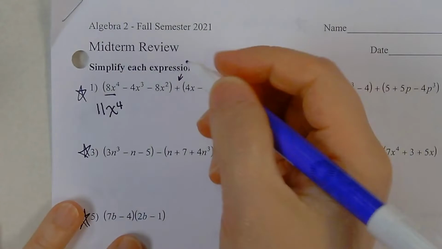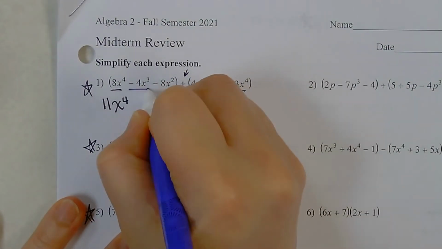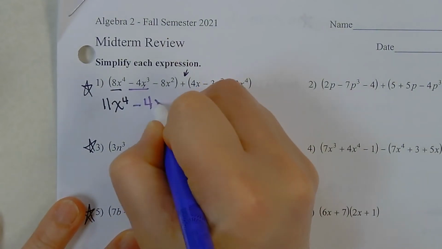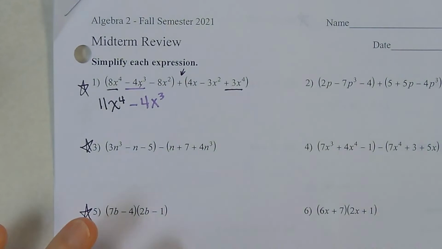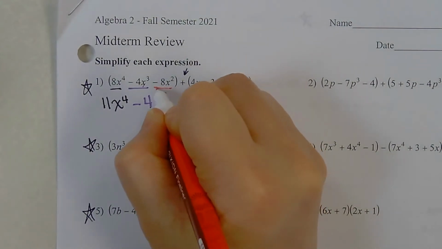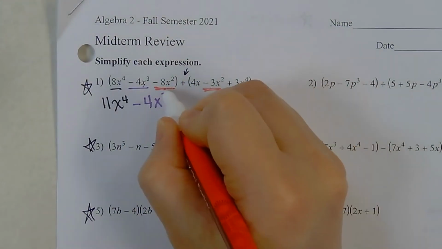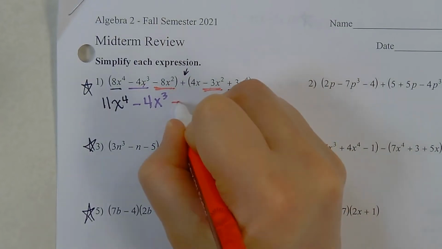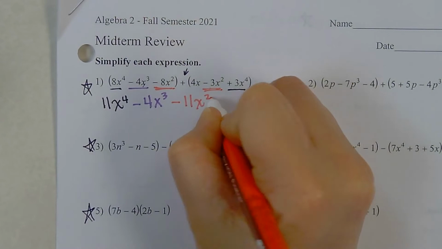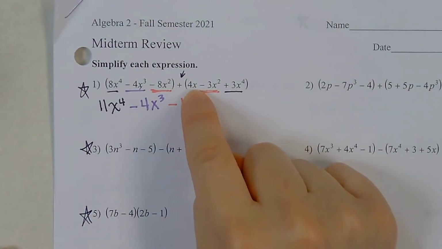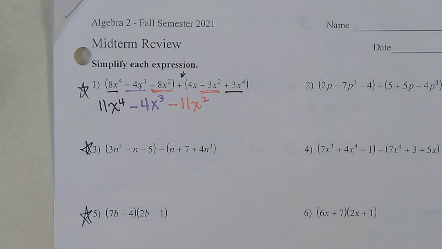Let me use other colors here. The next one is 2x to the 3rd power, and that is the only one I have, so I'm just going to add that right in there. When I say add, I mean like subtract. Then going on to the next one, x squared. I have negative 8x squared minus 3x squared, so that's going to be negative 11x squared. We're adding two negatives together. And then we have our last one, which is just the 4x.